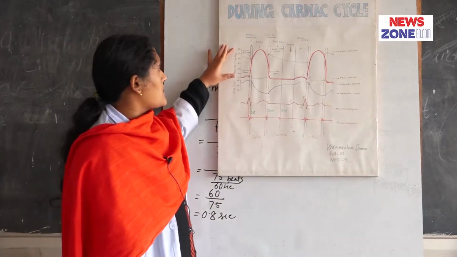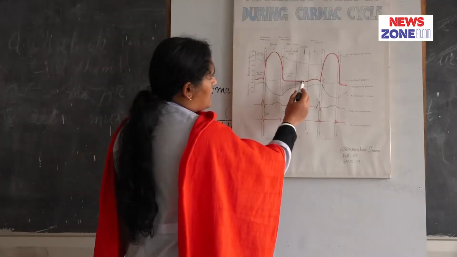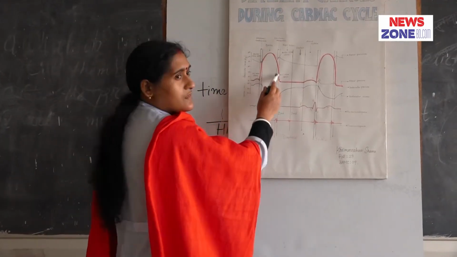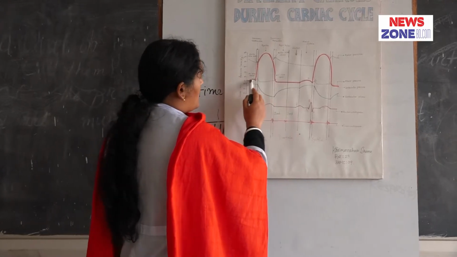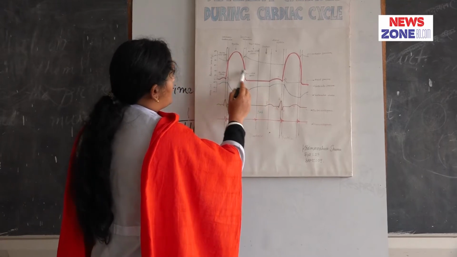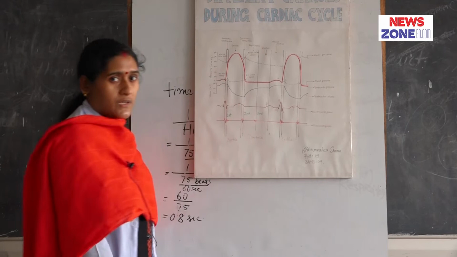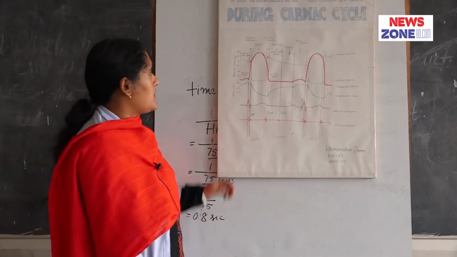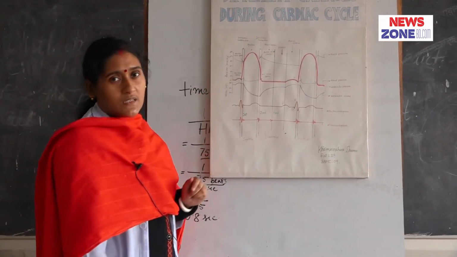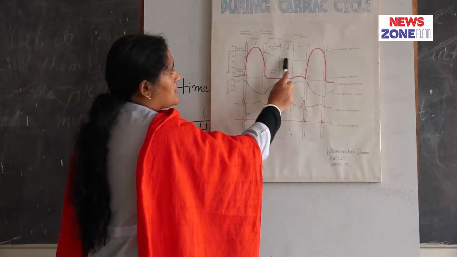Now I discuss mainly pressure change. This red color curve shows the pressure change in the left ventricle, this dotted curve shows the atrial pressure change, and this dotted figure shows the pressure change in the aorta or pulmonary artery. Mainly this figure shows the pressure change in the left ventricle. So, this is the aortic pressure change curve.